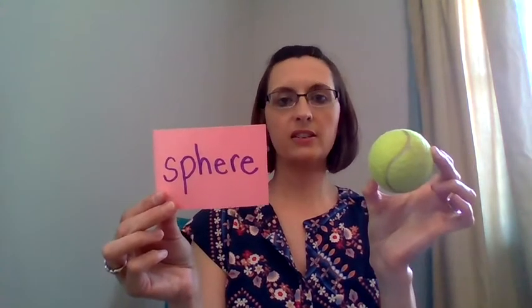And then as I was searching through my playroom, I found a tennis ball. And what shape are balls? That's right, they are a sphere. And a sphere is a three-dimensional shape that has no flat faces. It's just round. And you might also have a marble at home or an orange. Those would also be spheres.